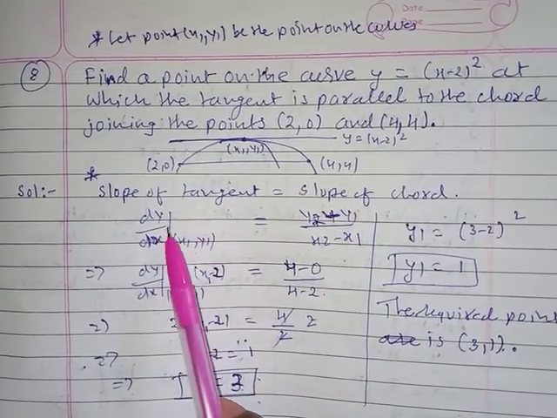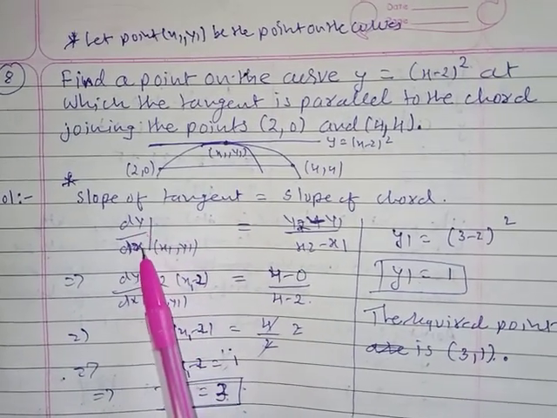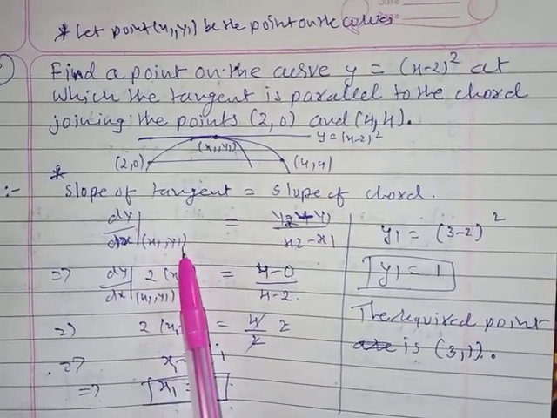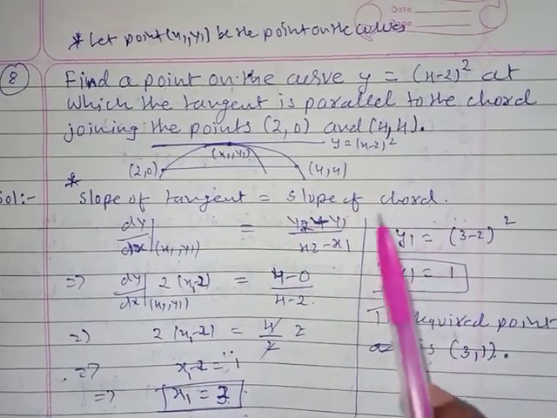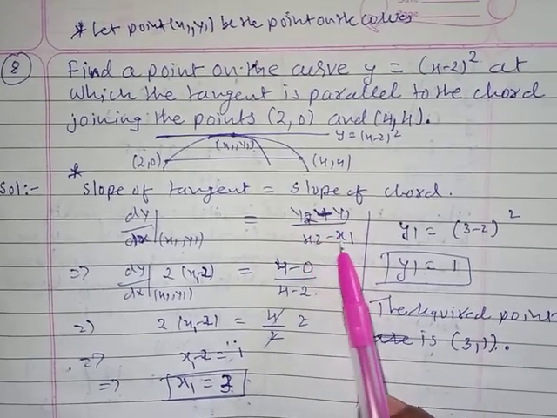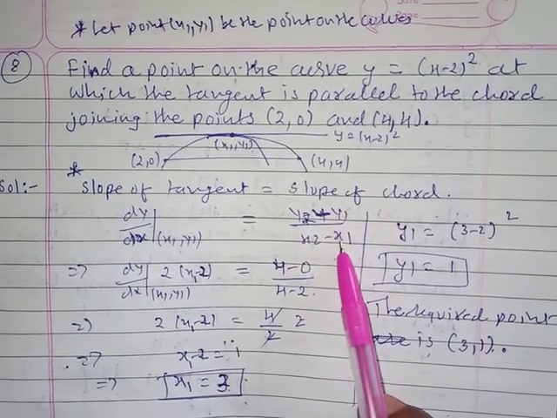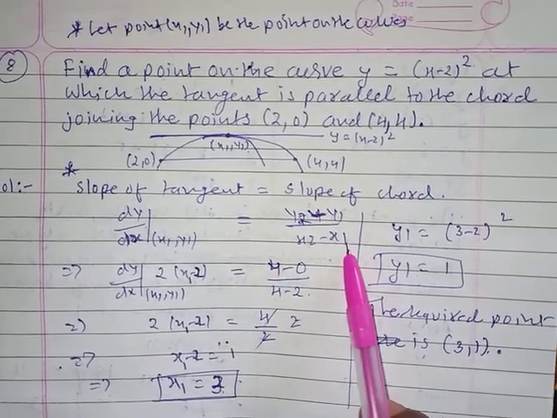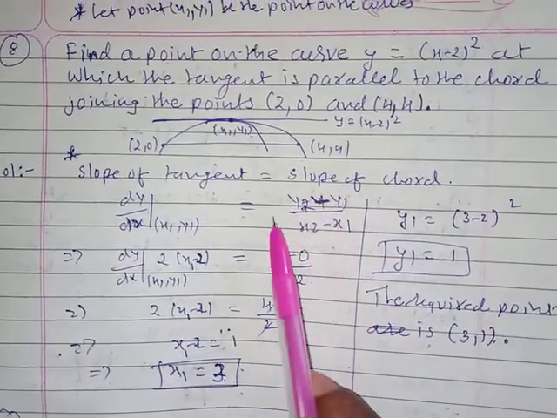Equation is given, so we'll find the slope of this by dy by dx by taking point x1, y1 on the curve. And slope of a chord will find by using the equation y2 minus y1 upon x2 minus x1. You can also write y1 minus y2 upon x1 minus x2. Okay, it doesn't make any difference. Ultimate answer will be the same.